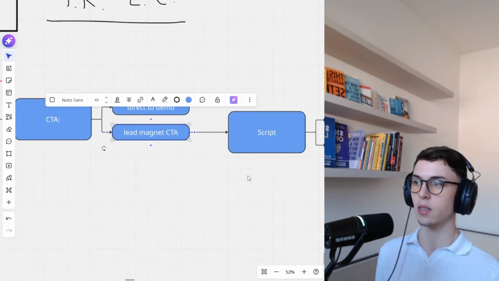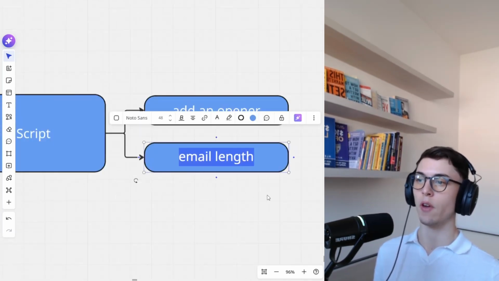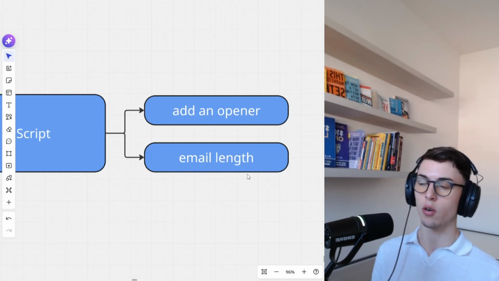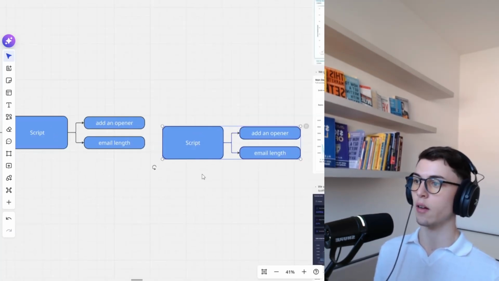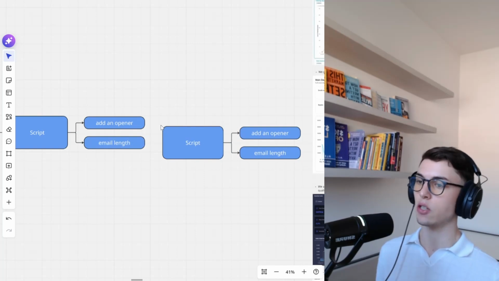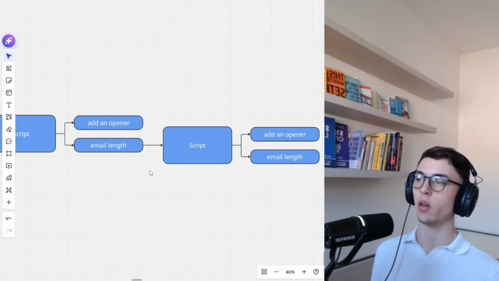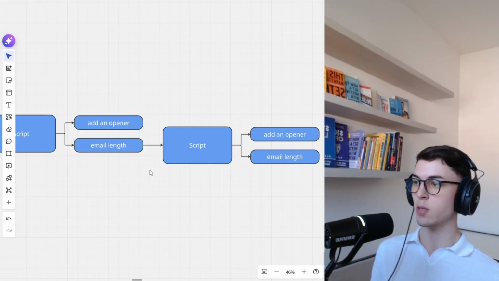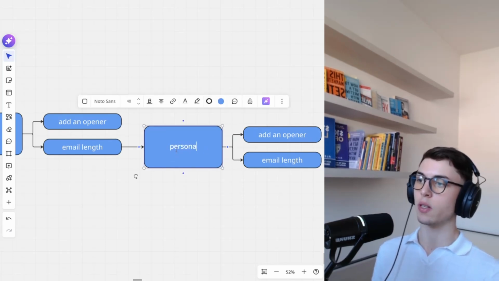Let's say it was a lead magnet CTA, for example, but you might add an opener, or you might just make it very short. So short email, longer email. And then another variable that we test a lot, after we have essentially tested all these different variables, is the personalization. Typically when we get to a point where we know there's a best performing offer, and a best performing angle with a pain point and a desired outcome, we're going to test the personalization, right?